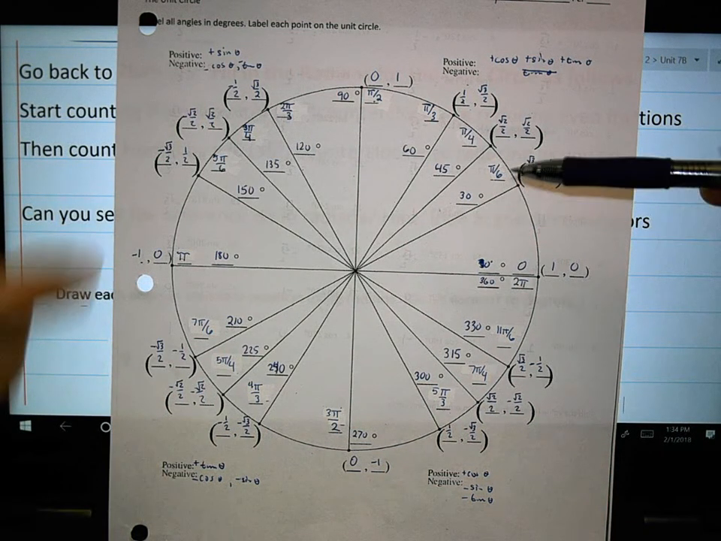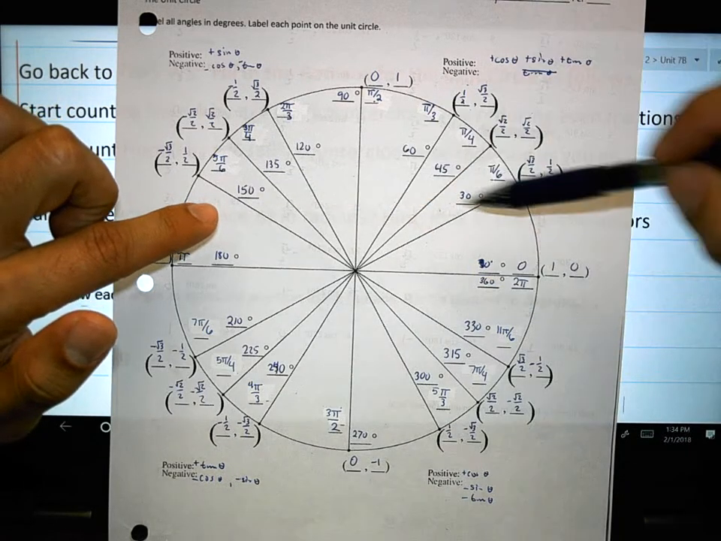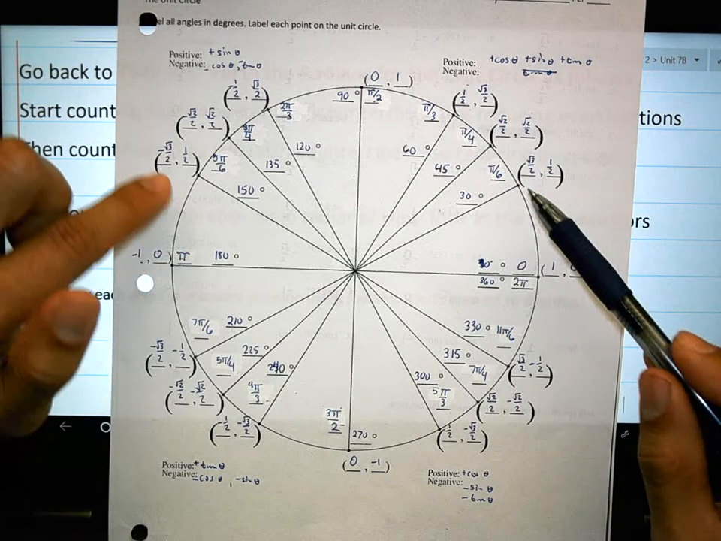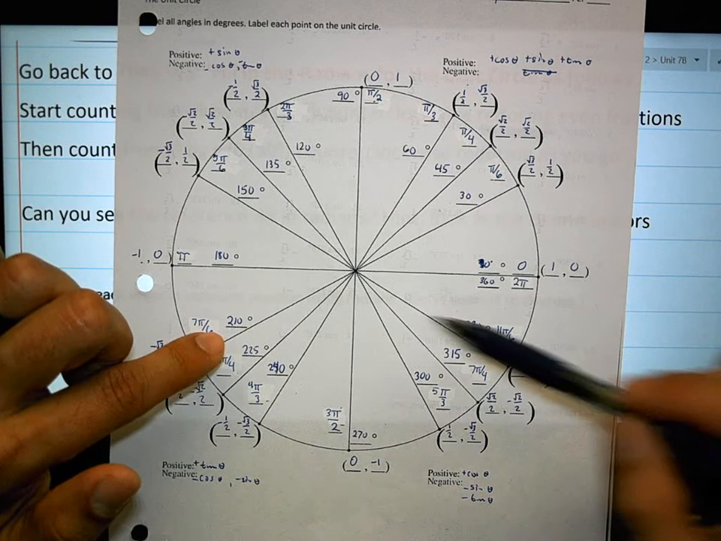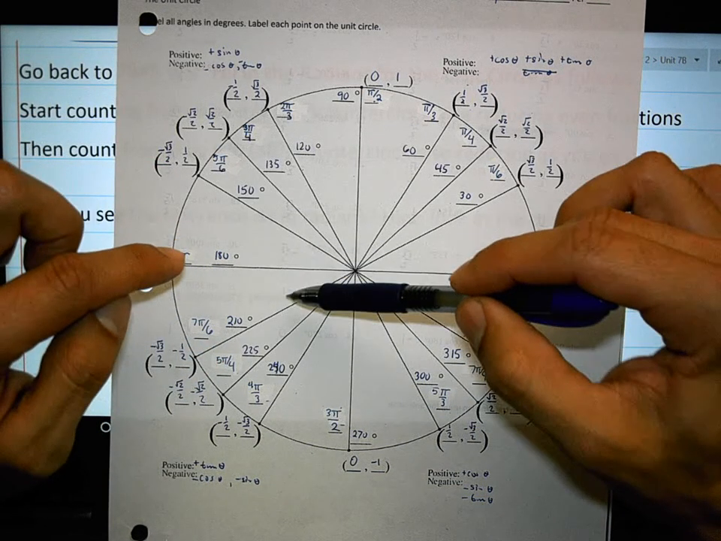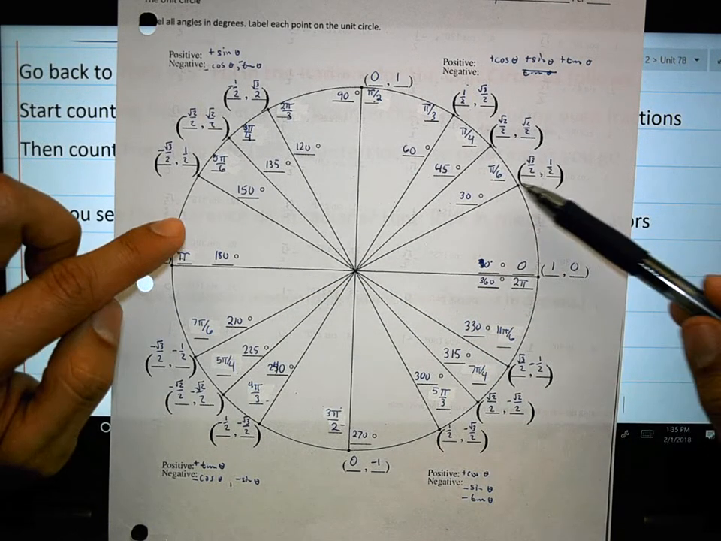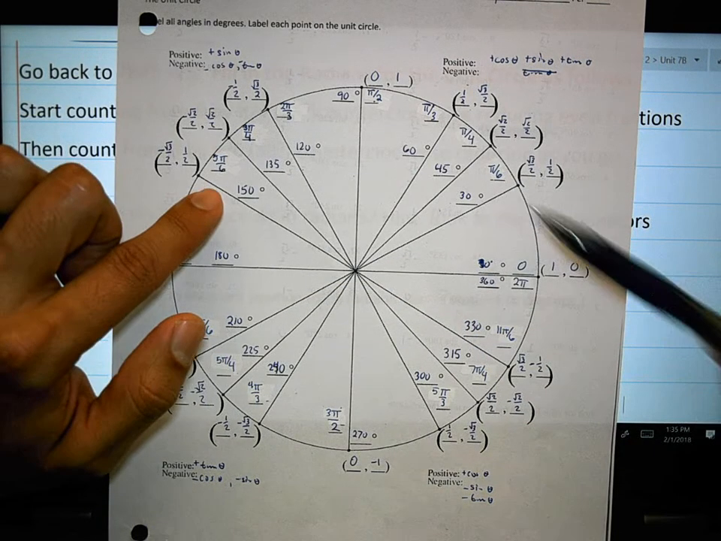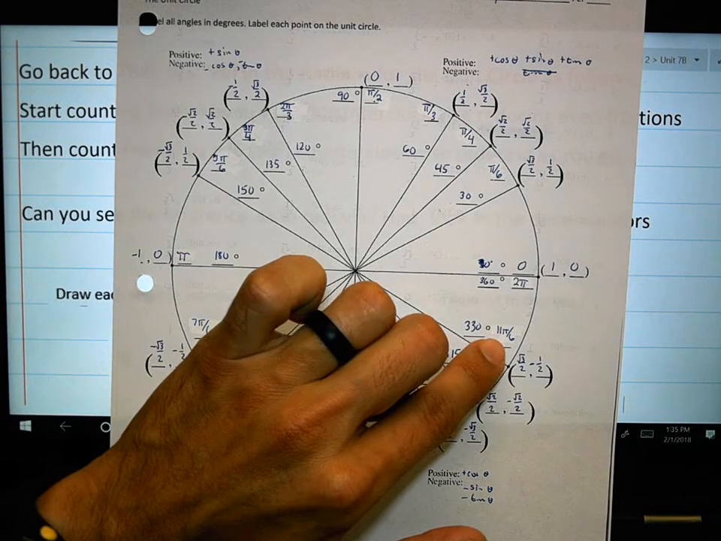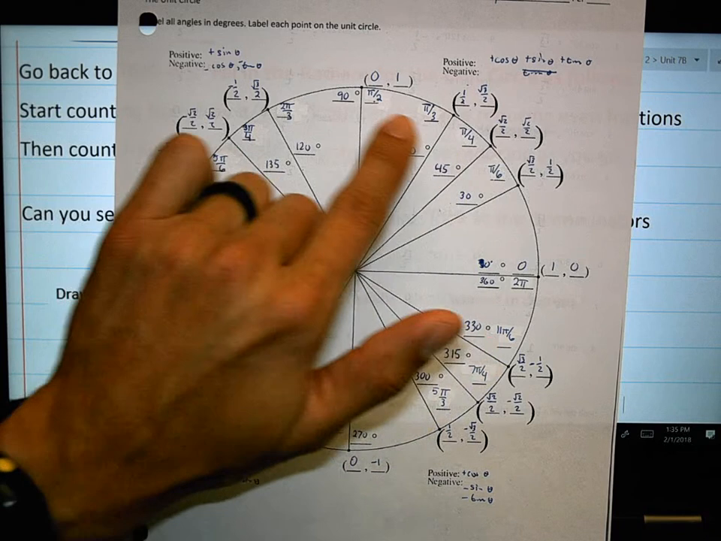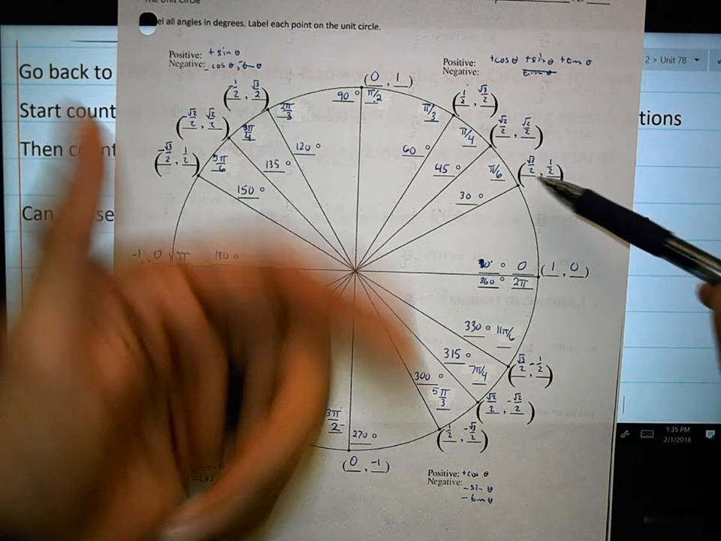Do you remember earlier we talked about the 150 and the 30 being the same x and the same y? And the 210 and the 330, because they all have the same theta prime, the same reference angles. Look at the denominators. Pi over 6, 5 pi over 6, 7 pi over 6, 11 pi over 6. Only the ones that have pi over 6's have these x's and y's.